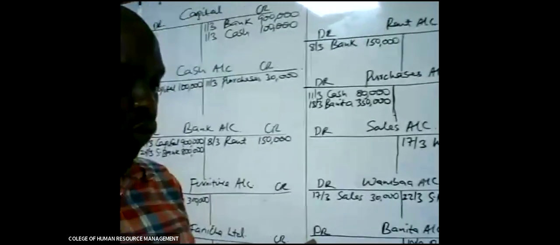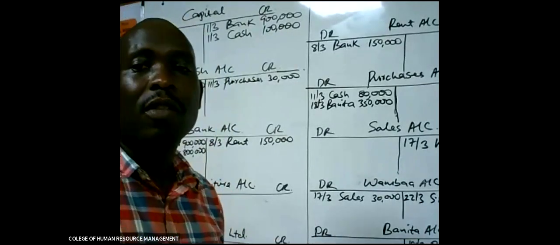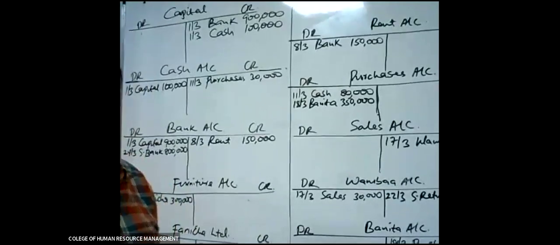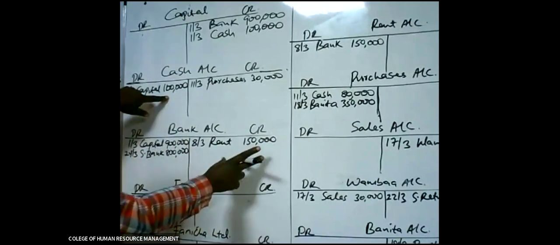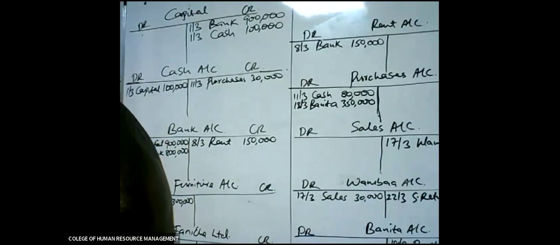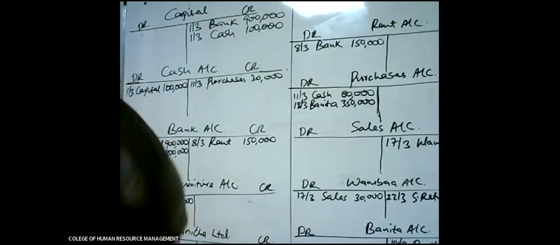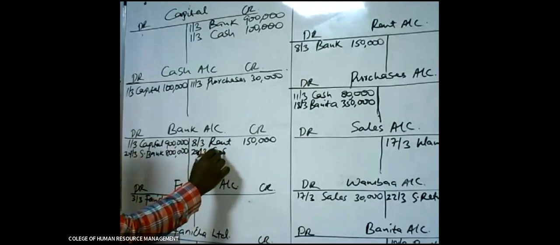Lastly, we withdrew 200,000 from bank for office use. For office use, it is not the same as drawings. Office use, it is simply money transferred from bank to cash. So in the bank, we have done a withdrawal, which is a money out. This is 28. Money is going to cash.